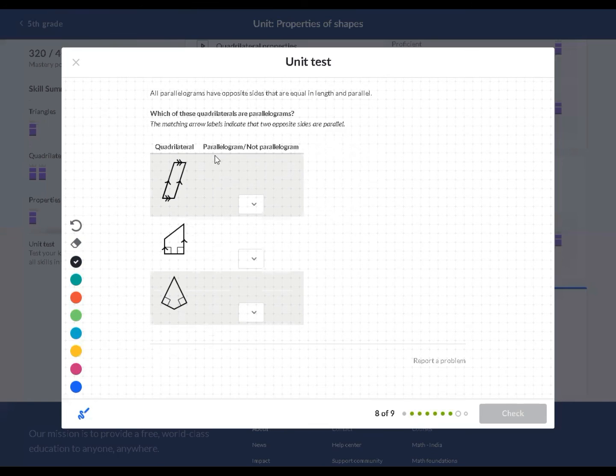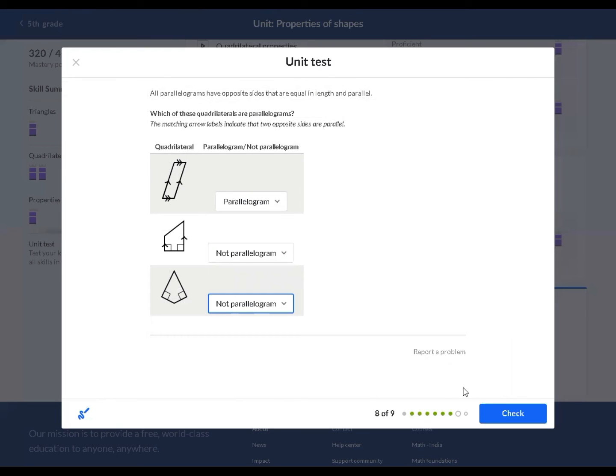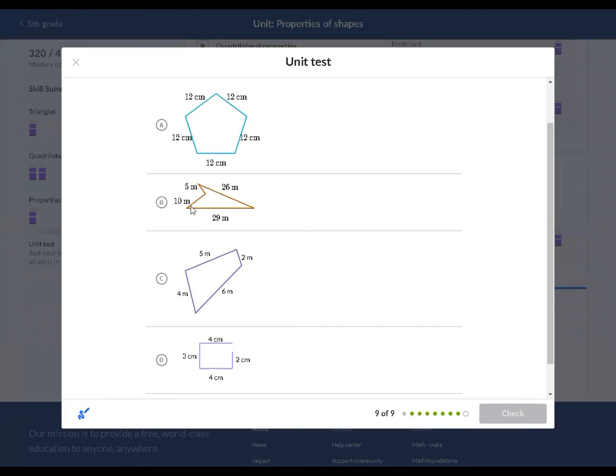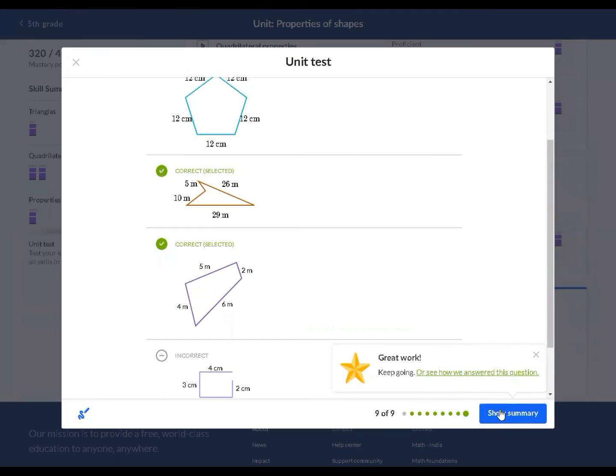All parallelograms have opposite sides parallel. Okay, so we have to basically take out which of these are parallelograms and not parallelograms. So this is a parallelogram, and this is not a parallelogram, but this could have been a trapezoid, and this is also not a parallelogram. So only this is a parallelogram and these two are not. Next question. So which of the following shapes are quadrilaterals? Four sides, 1, 2, 3, 4. This is a quadrilateral. This is also a quadrilateral, and we got it correct.